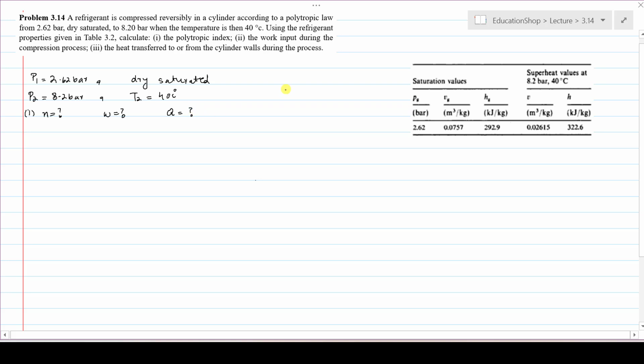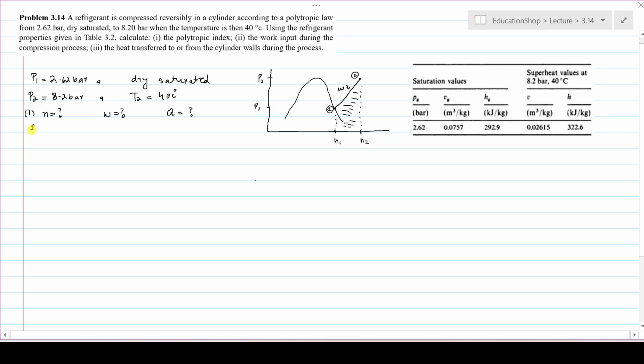Let me draw its pH diagram. Initially, as it said, the refrigerant is dry saturated, then it is compressed and reaches the pressure P2. This is the pressure P2 value. Here the pressure was initially P1 and the condition of the steam was dry saturated. That's why it touched the dry saturated curve line. This is state point 1, then this is state point 2. The steam is then compressed, work input is required, and it reaches state point 2. Similarly, its enthalpy changes from H1 to H2.